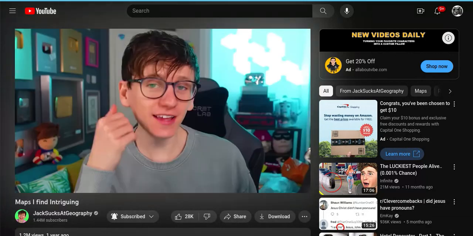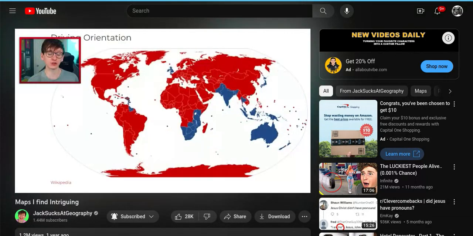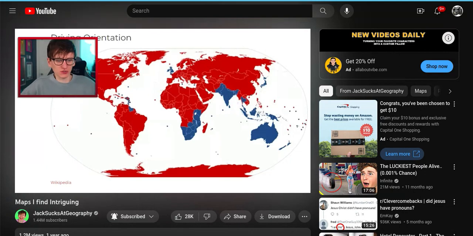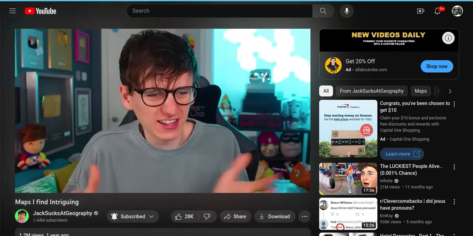Driving orientation, an interesting one to end off on. So we see that a vast majority of the world does actually drive on the right. I've always just seen driving on the left as normal. However, the blue's clearly the minority, but perhaps it isn't the most efficient. No, I guess it can't make a difference, can it? I guess it's just you pick one.